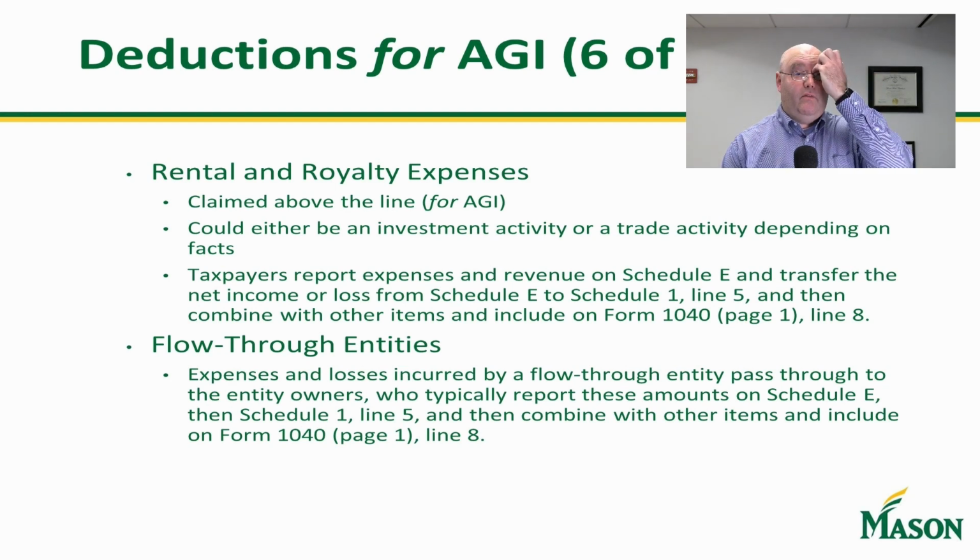It could be either an investment activity or a trade activity, depending on the facts. Rental properties are sort of a blend of both. The difference is that the code section relating to business expenses is Code Section 162. The code section related to production of income, which is what they're kind of talking about here, is Code Section 212. And there's various rules and regulations that you've got to look up on that.